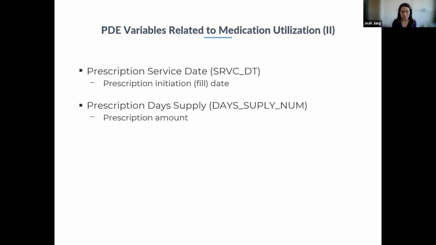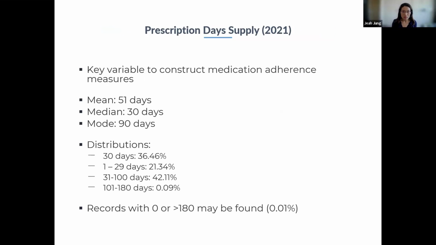And then we need some sort of a prescription amount, right? In medication studies, in drug studies, we usually use amount by days. So you have this days supply variable in PDE data. This is descriptive data of the prescription days supply variable in 2021. You can see the mean value is 51 days and median is 30 and mode is 90 days, which means that oftentimes the drugs were actually filled through mail order.